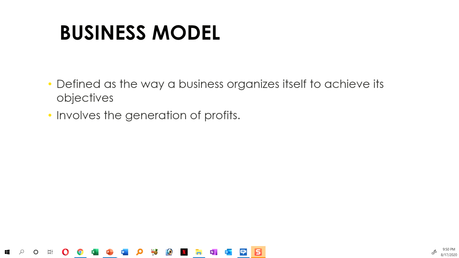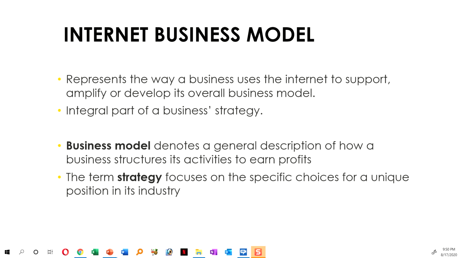So a business model is defined as a way a business organizes itself to achieve its objectives, and involves the generation of profits. An Internet business model represents the way a business uses the internet to support, amplify, or develop its overall business model, and is an integral part of a business strategy. So a business model denotes a general description of how a business structures its activities to earn profits, while the term strategy focuses on the specific choices for a unique position in its industry.